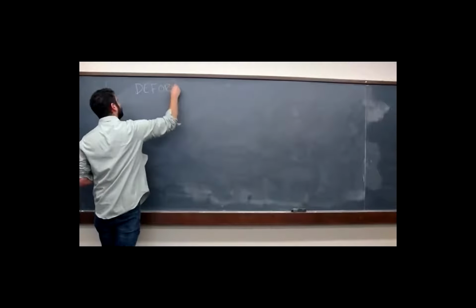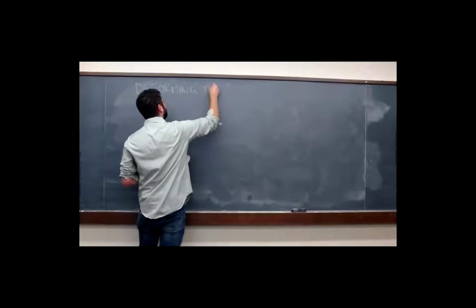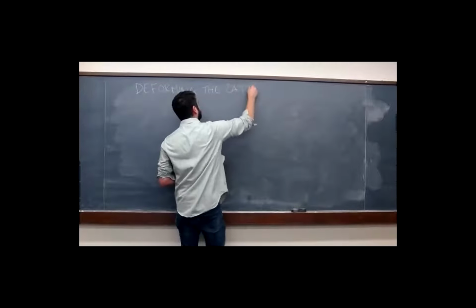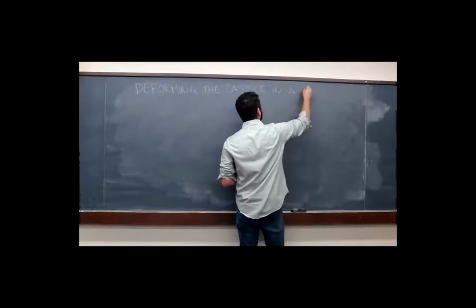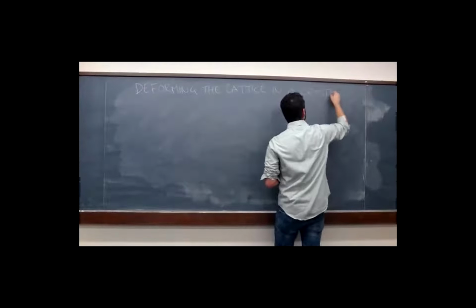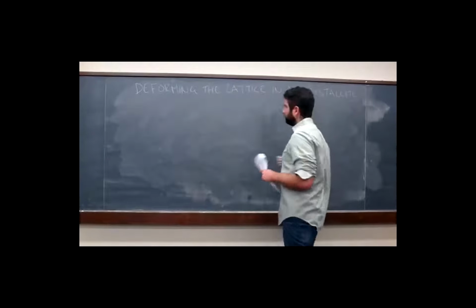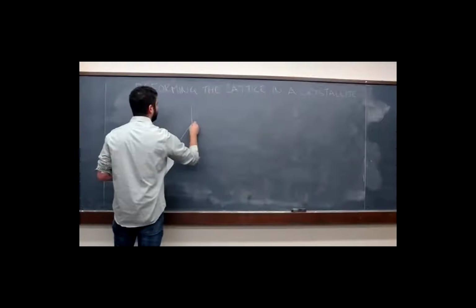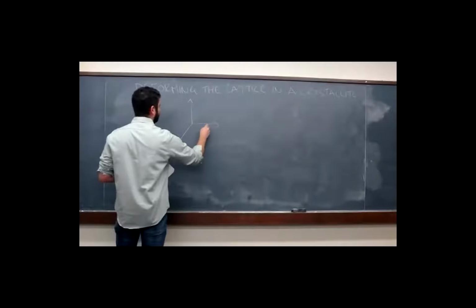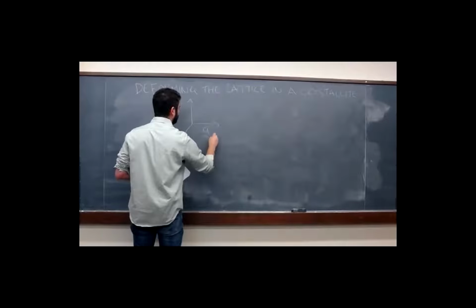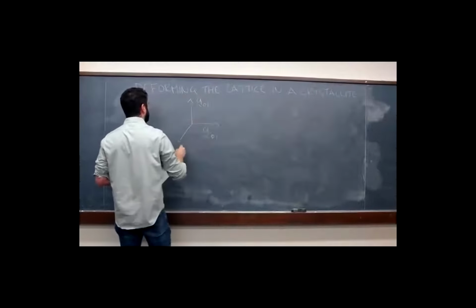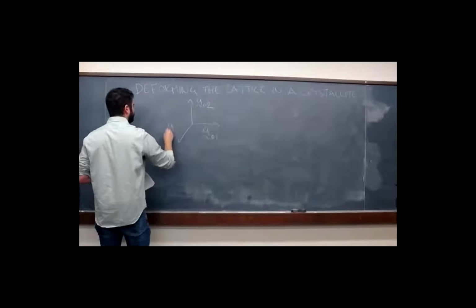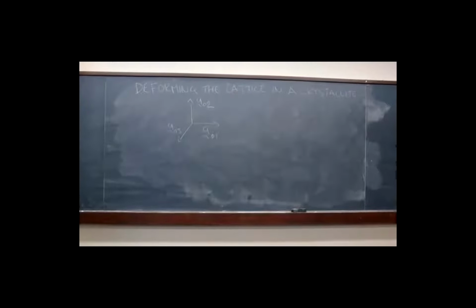So now I want to talk about deforming the lattice in a crystallite. And we're going to go back and use some of the continuum mechanics tools that we built in the first class. So in our undeformed state in our lattice, we might have our three crystal basis vectors, and I'll put these knots in here to indicate that these are the initial crystal lattice basis vectors.